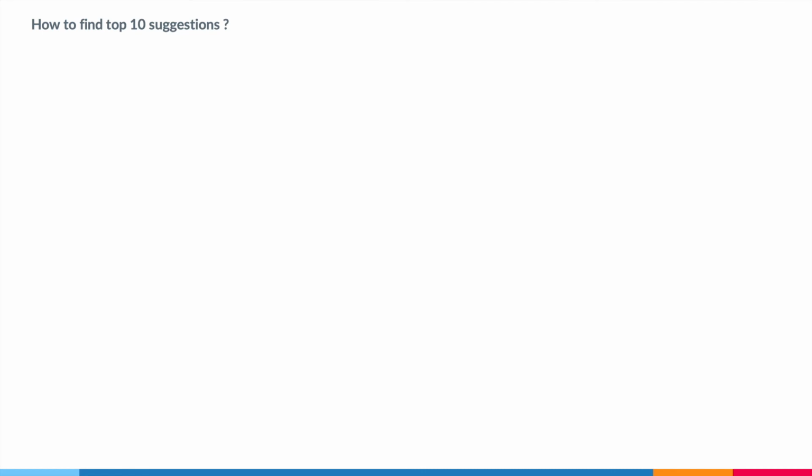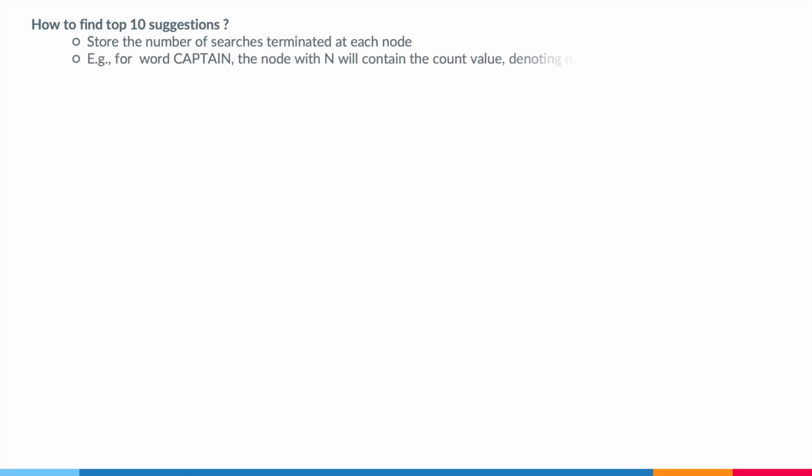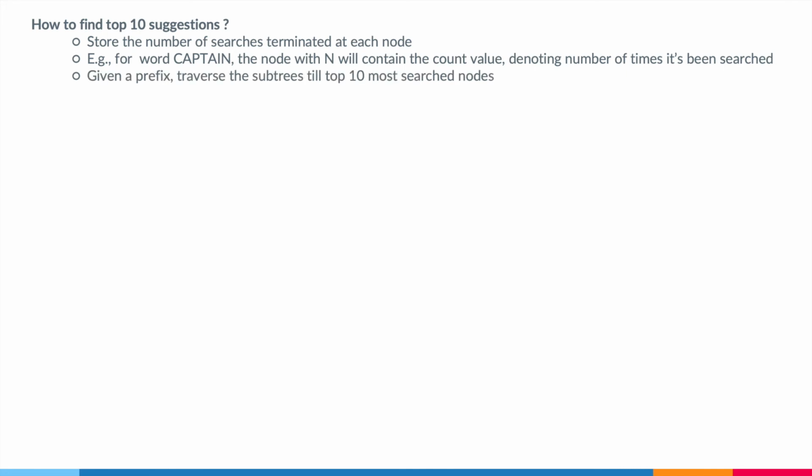Like, let's say we want to display the top 10 suggestions when the user enters a query. How can we do that? We could perhaps have a count of the number of searches that end at a particular character in the node itself. For example, if a word captain is being searched, its last letter N will contain the number of times that the word captain was searched. So now, given a trie where all leaf nodes contain the count of their queries, we can traverse the subtrees till we find 10 nodes with the most searches.